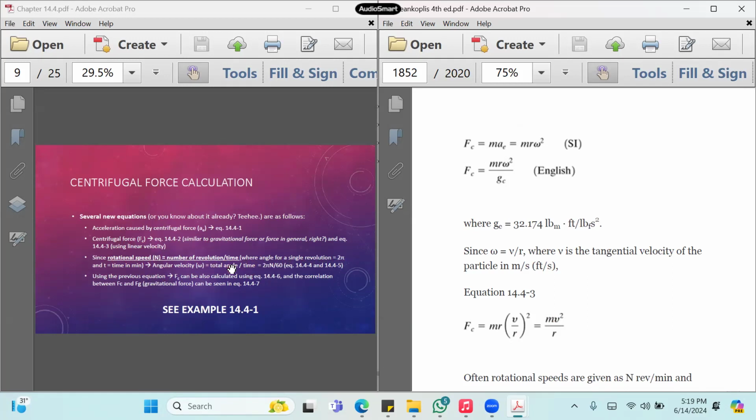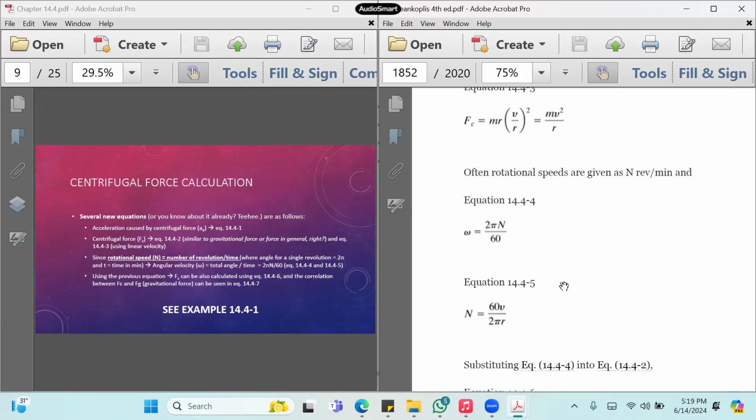So the angular velocity is actually the total angle per unit time. The total angle can be calculated using N times 2 pi, because one revolution is 2 pi, divided by 60, because usually RPM is in minutes. So when we want to change it to seconds, we just have to divide it by 60. So we can get the final calculation in equations 4 and 5.